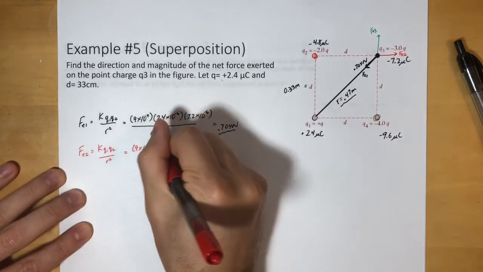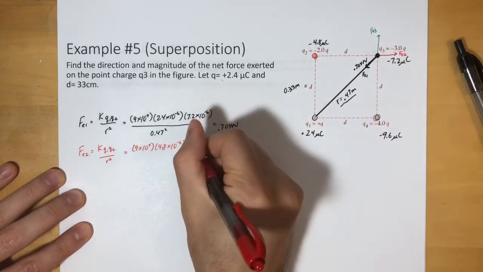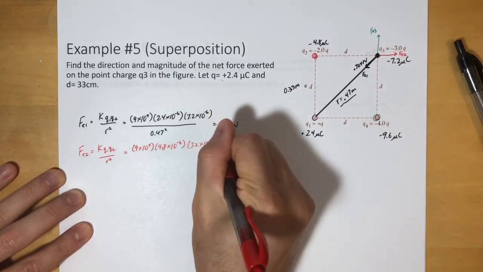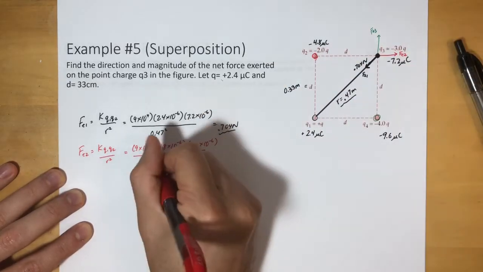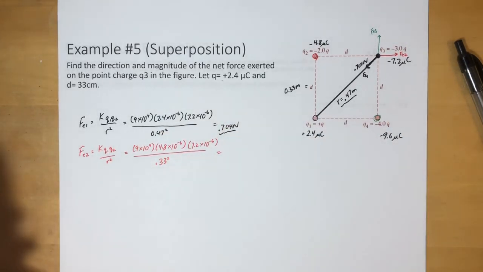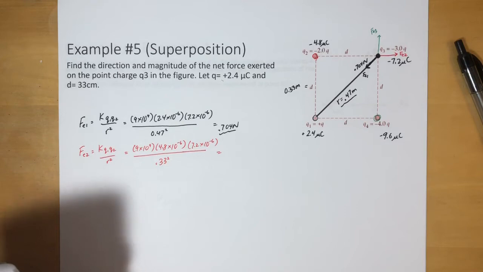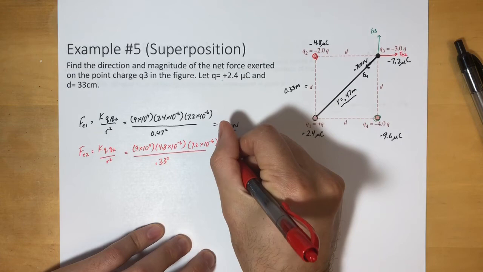But this one is going to be 4.8 times 10 to the negative 6. This is going to be 7.2 times 10 to the negative 6. And they are a distance of 0.33 meters, so 0.33 squared. And then let's see where we get. 9 times 10 to the power of 9 times 4.8 times 10 to the power of negative 6 times 7.2 times 10 to the power of negative 6 divided by 0.33 squared. And we get 2.86 newtons. Okay, 2.86 newtons.